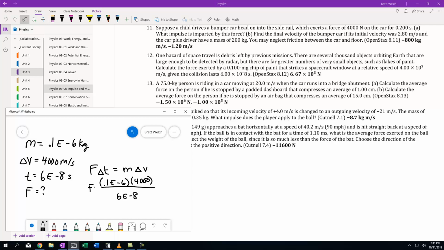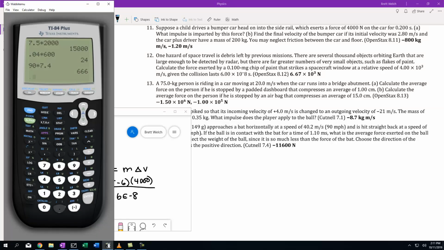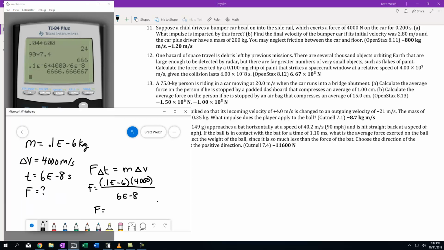When we go ahead and make this calculation, we find out that the force applied by the paint on the windshield is actually really big. If you take that 0.1 E negative 6 times 4,000 divided by 6 E negative 8, we end up with 6,666 or 667, so 6,670, there we go, newtons. That's a lot of force for a small chip of paint.